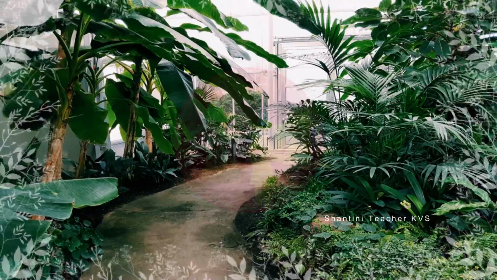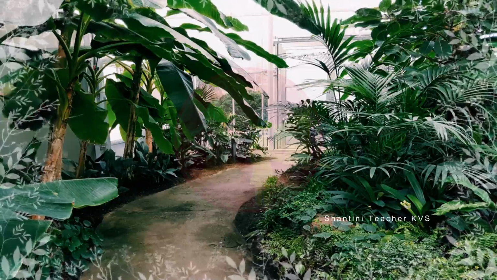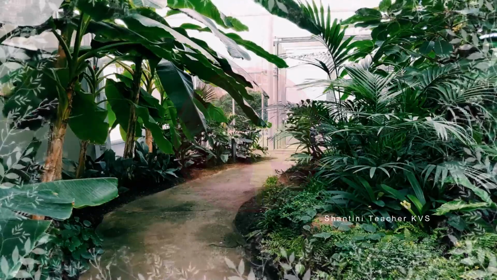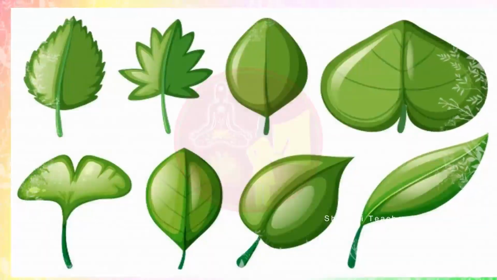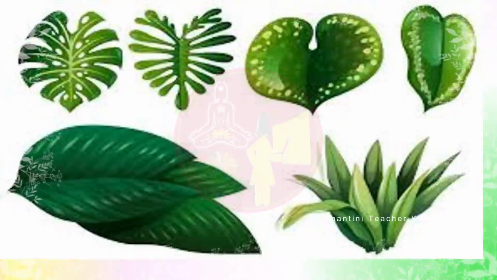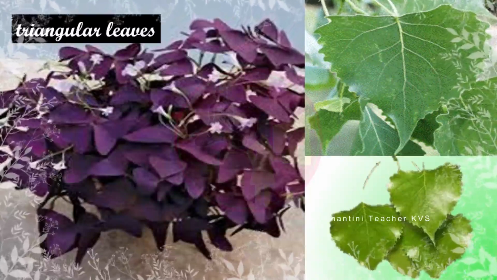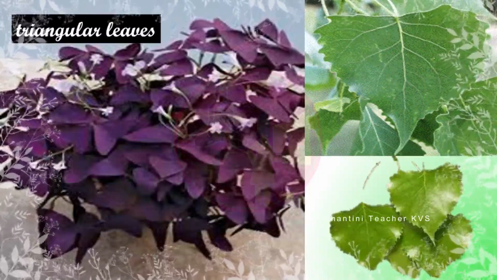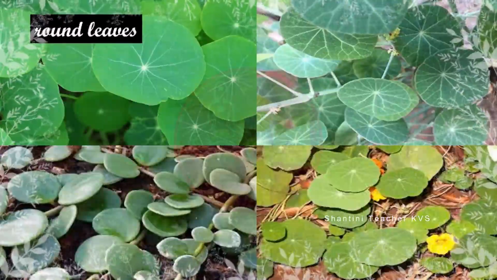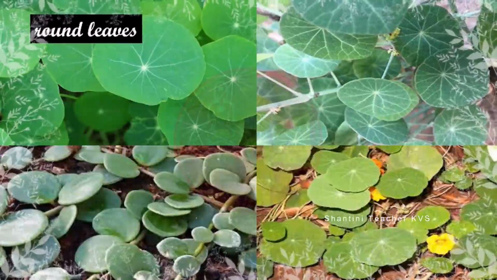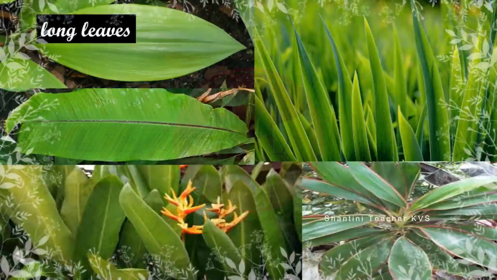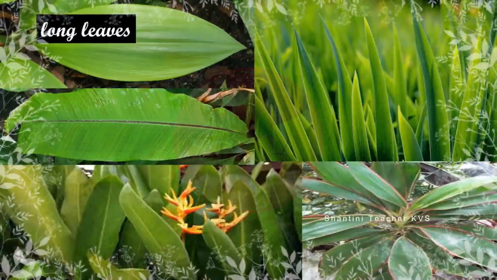There are so many types of leaves. Some are round, some are long, and some are triangular. Let's see the patterns, the different shapes of leaves. Here you can see different shapes of leaves. Triangular leaves, round leaves, long leaves.